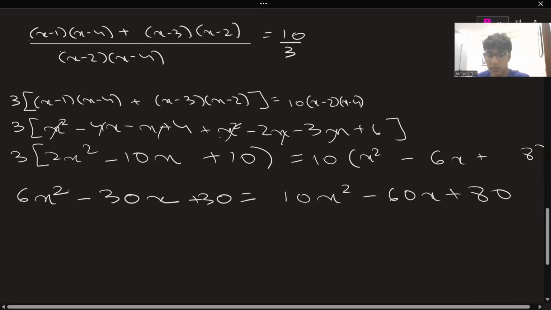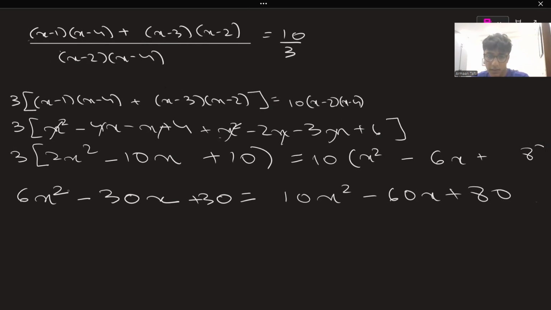And now let's get this in the form of ax squared plus bx plus c equals 0. So let's take everything to the right hand side and make the LHS 0. That means we have 10 minus 6, 4x squared. Cancel this out from here so we don't get confused. Minus 60x plus 30x, so that's minus 30x. And 80 minus 30 is plus 50 equals 0.